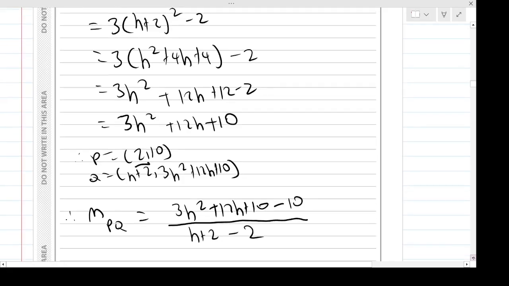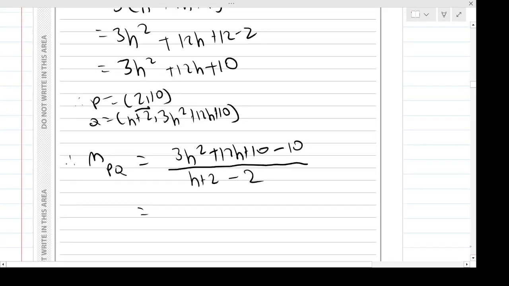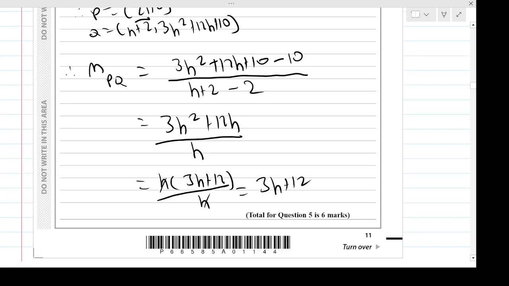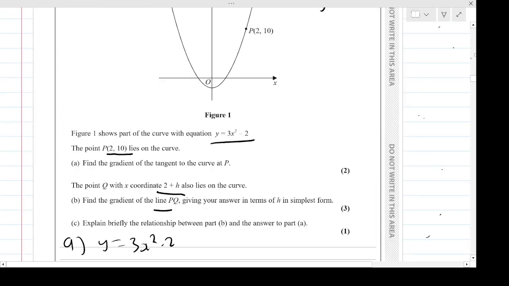And actually then we can simplify, right? We can simplify the top and bottom, because I've got 10 take away 10, that cancels out. So I'm left with 3h squared add 12h over h. Then plus 2 take away 2 cancel, so I'm left with h. And actually, I can factorise h on the top. So 3h add 12 over h. And then I can cancel the h out to be left with 3h add 12. And that is my gradient in terms of h simplified.